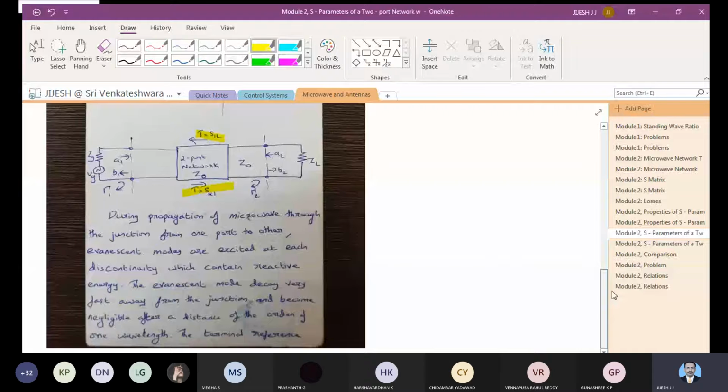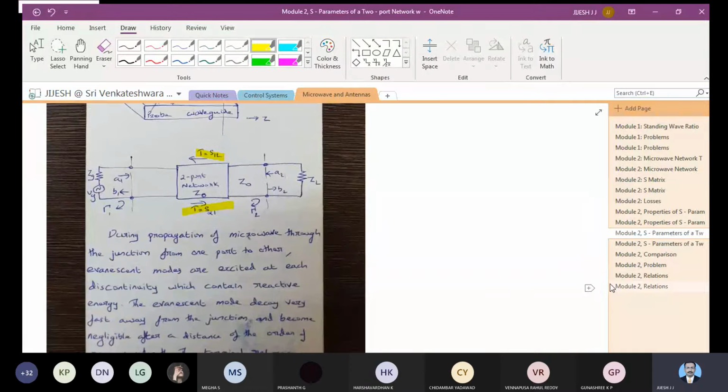During the propagation of the microwave through a junction, one or the other, what we call evanescent modes, are excited. I have told you that when there is a discontinuity, of course there will be a certain change in energy, which leads to evanescent modes that decay very fast as you move away from the junction. As an example, when you are moving water through a pipe and you have a bigger pipe and a smaller pipe, at the junction there will be a lot of energy variations, which leads to the evanescent modes, and which further decay after a certain time.